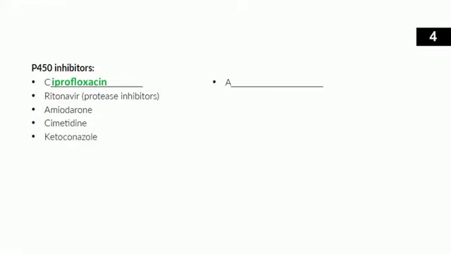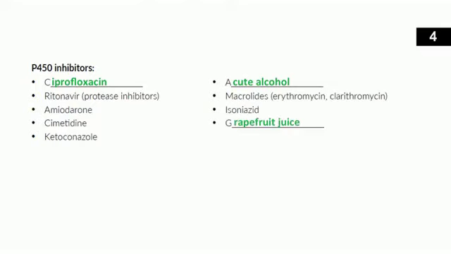Then the A in amigos is for acute alcohol use. Now, chronic alcohol use actually induces P450, as we're going to see in a little bit. But acutely, alcohol intake will inhibit P450. The M is for macrolides like erythromycin and clarithromycin. I is for isoniazid. G is for grapefruit juice. So again, it's not just drugs that affect drug metabolism, but diet and supplements can do it as well. O is for omeprazole, and the S is for sulfonamides. Sulfonamides cause lots of side effects, and they also inhibit cytochrome P450.